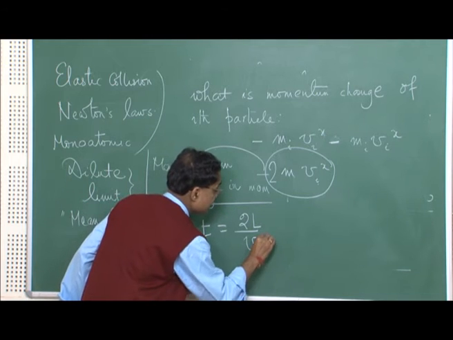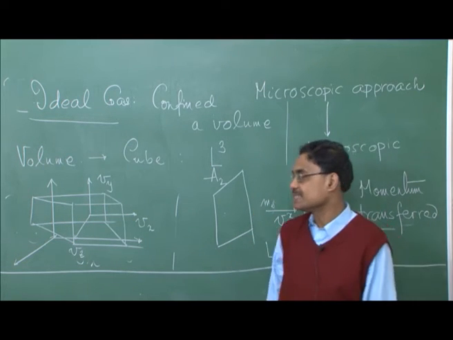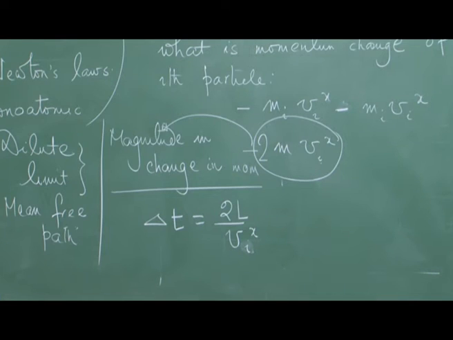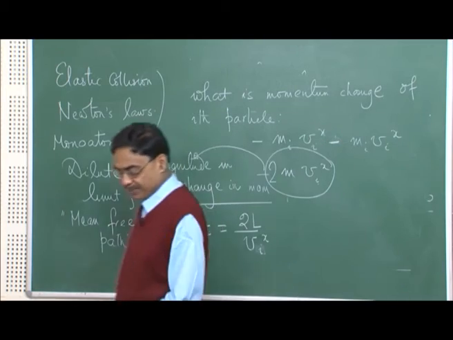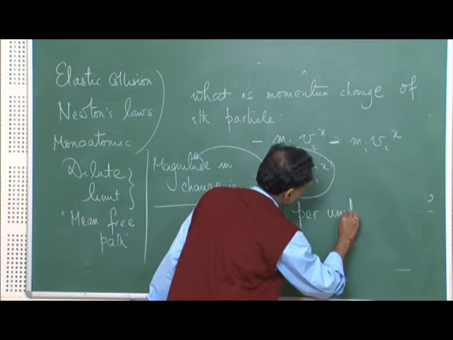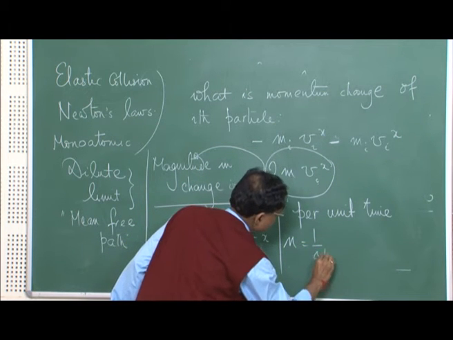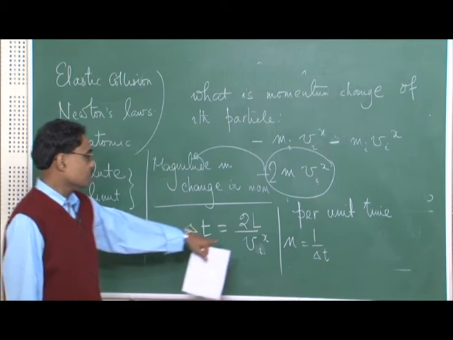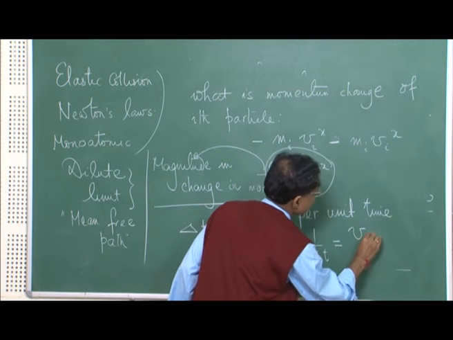Let us write it this way: 2L is the total distance. This is L, it has to hit here, it comes back, goes back, so the total distance covered between two hits on the wall A1 is 2L. Vix is the x component of the velocity of that particle. So, this is the delta t time. And how many collisions per unit time? If someone asks you per unit time, how many collisions will I have? Delta t is the time for one collision, so the number of collisions per unit time is 1 over this, which is Vix over 2L.